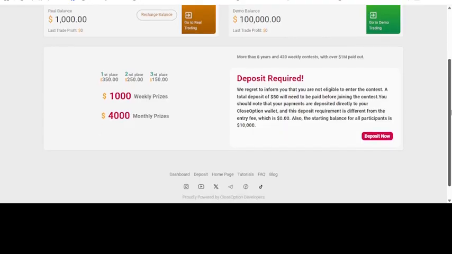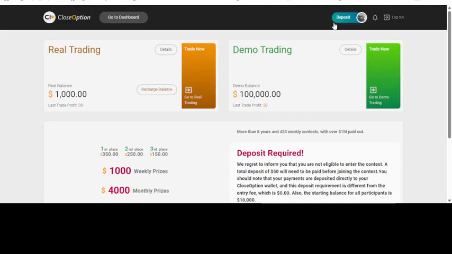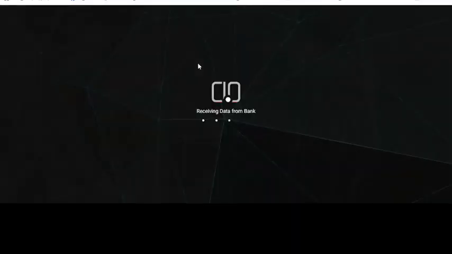And they also have a weekly contest account. Close Option conducts weekly contests where you can win prizes every week. In some cases, there is a required deposit, but I believe when you first open up an account, they'll let you participate in the contest for free, where the entry fee here is $0. Okay, so we're going to be trading on the real account here.